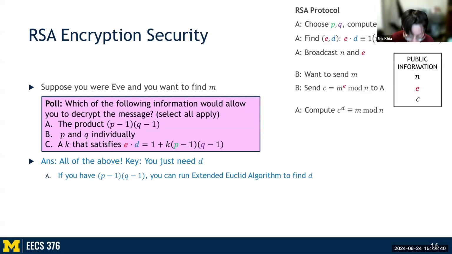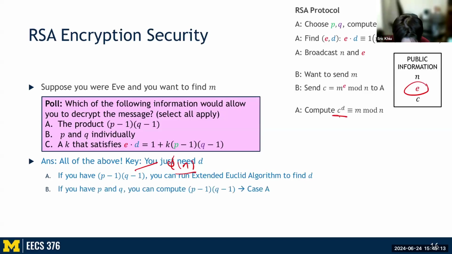Option A is pretty straightforward. If you have (P minus 1)(Q minus 1), then this is your phi n. We know that E is publicly available, and we know the relationship between E and D, which is that they are modular inverses in phi n. So you could just run the extended Euclid algorithm, which we know is efficient, to find the private key D. Once you have D and the ciphertext, you could decrypt it. For option B, if you have P and Q, then you could compute the Euler totient, and that means you could again run extended Euclid and find D.